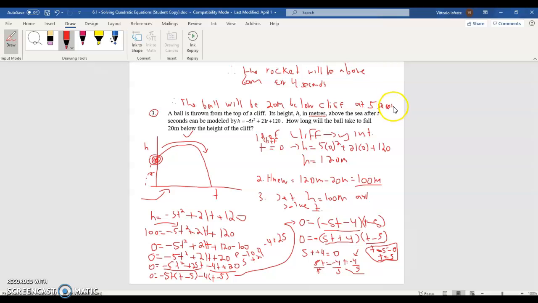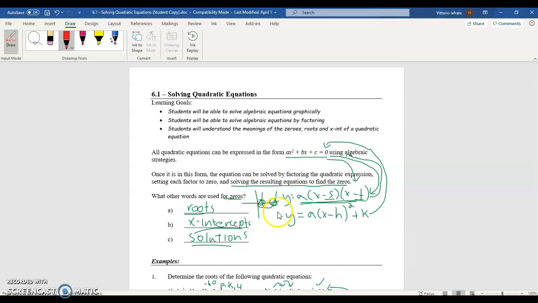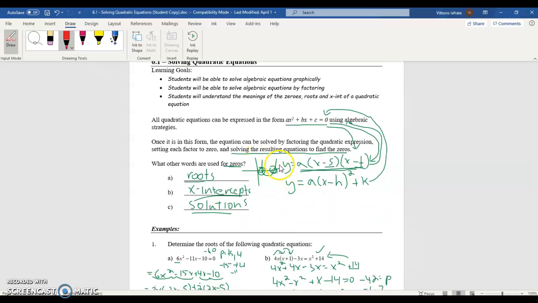And so what we've done in this lesson is we learned what it means to find the zeros. Finding the zeros is where you have the parabola hitting the x-axis, the x-intercepts. So what that means is when you find your zeros, you're finding your roots, your x-intercepts, or solutions, you're solving.